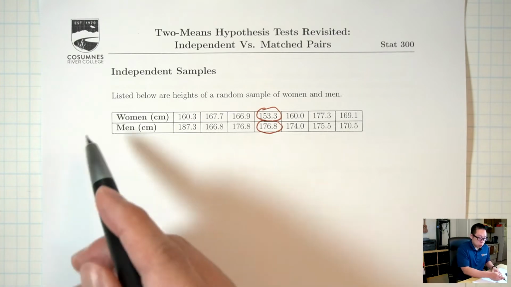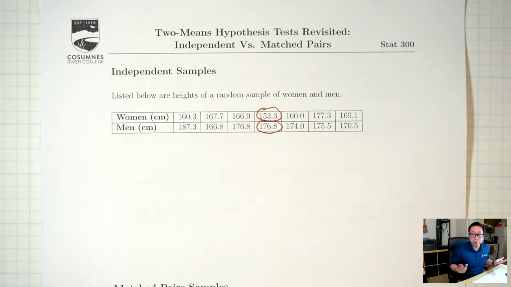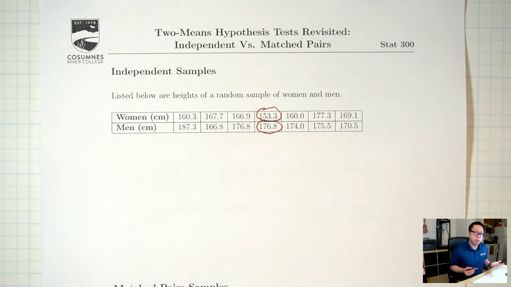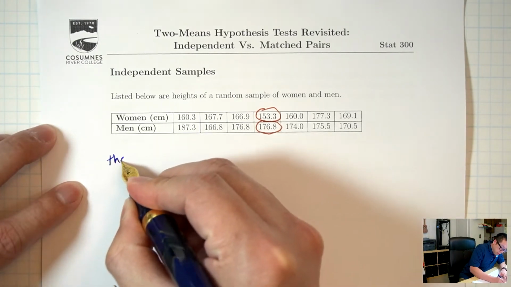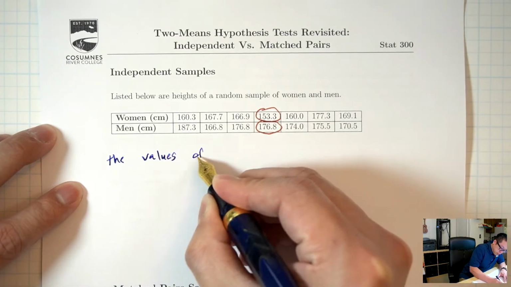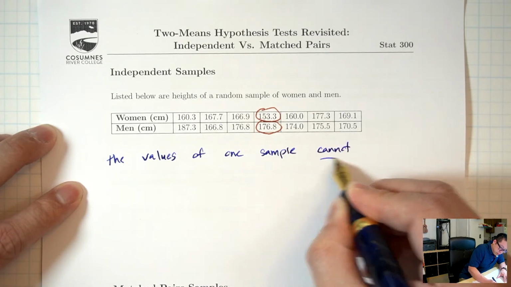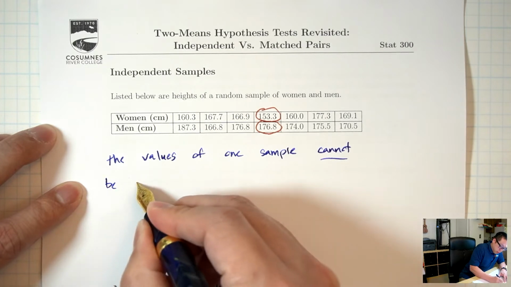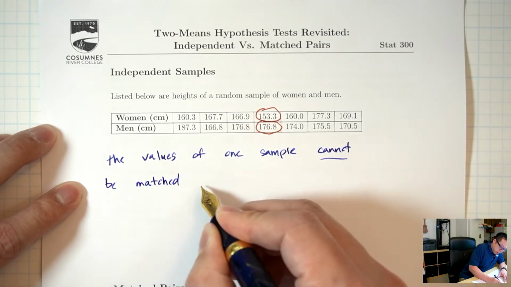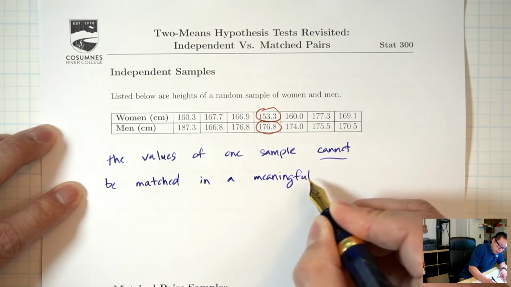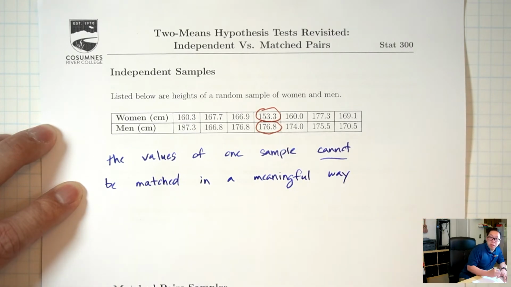And all we know, based on the description here, is that this is just a sample of women and a sample of men. Right? We're not told that they're related in any way. So there's no reason why this 176.8 needs to go with this 153.3. That's an independent situation. So in an independent situation, the values of one sample cannot be matched in a meaningful way with the values in the other sample.